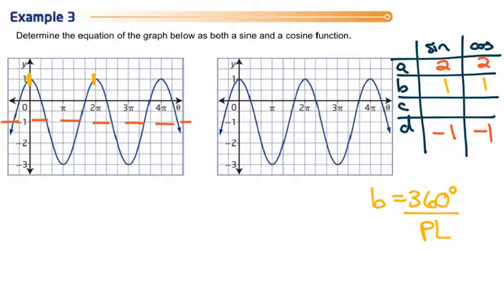C, which will be different for both sine and cosine. Cosine, we know, starts at a peak, and we have a peak right here at 0. So for cosine, C is 0.